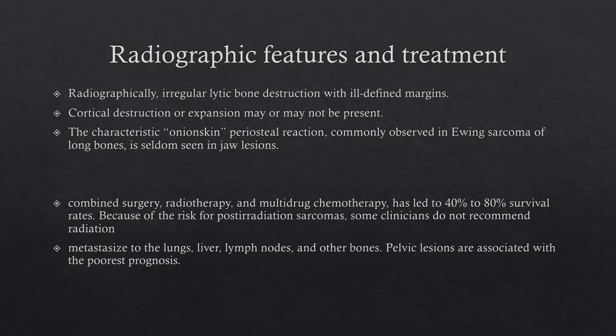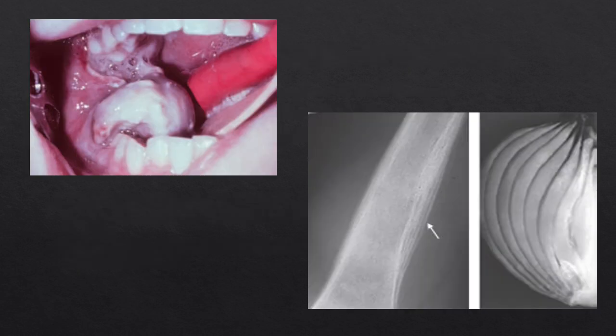Surgery, radiotherapy and chemotherapy can lead to a survival rate of 40 to 80% for the patients, but post-irradiation sarcomas can develop after radiating patients with Ewing's. So radiation is not usually recommended. It can metastasize to the lungs, liver, lymph nodes and other bones. Pelvic lesions are associated with the poorest prognosis.